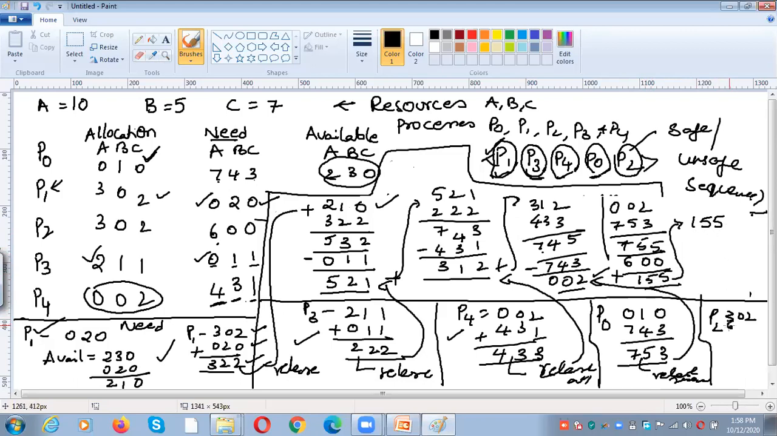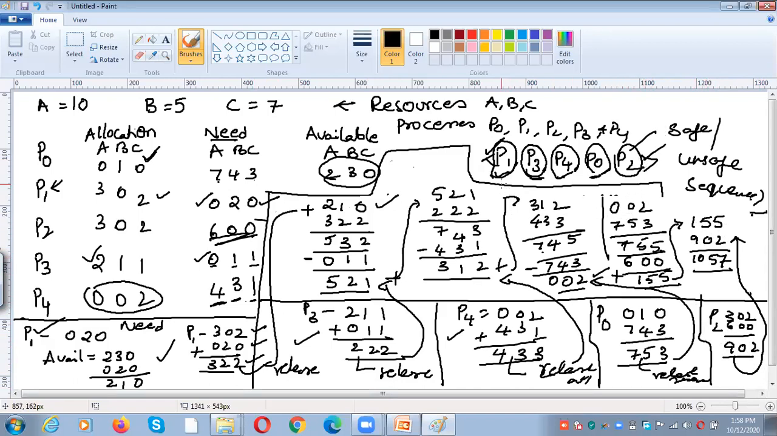So those 600 are given to P2, because the need of P2 is 600. So 6 plus 3 is 9, 0, and then 2. After using it, the resources will be released and added to available. 9, 0, 2, then 7, 5, 10. So P2 also completes the execution successfully.